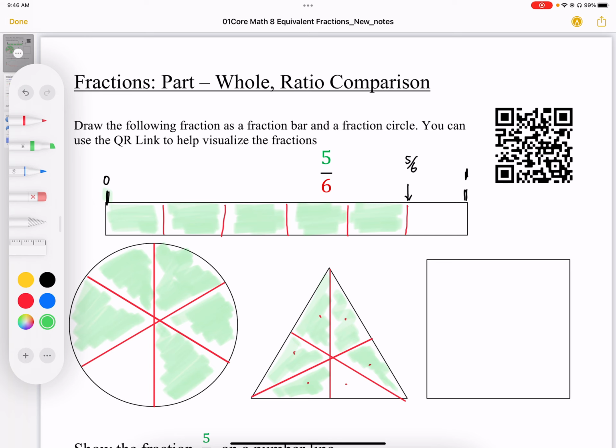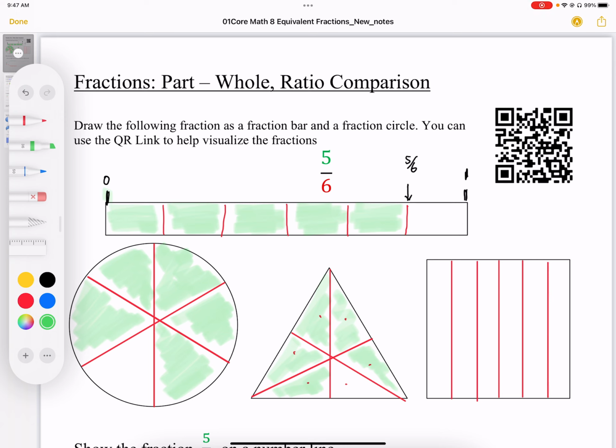For the square, it doesn't naturally divide into 6 parts. So what I can do is make strips like this. I can do half like this, and I can do thirds going this way, like that. Or I can just do it into 6 even strips. That would work as well. So any way that you want to do this, as long as you divide it into 6 equal parts, that makes up my whole.